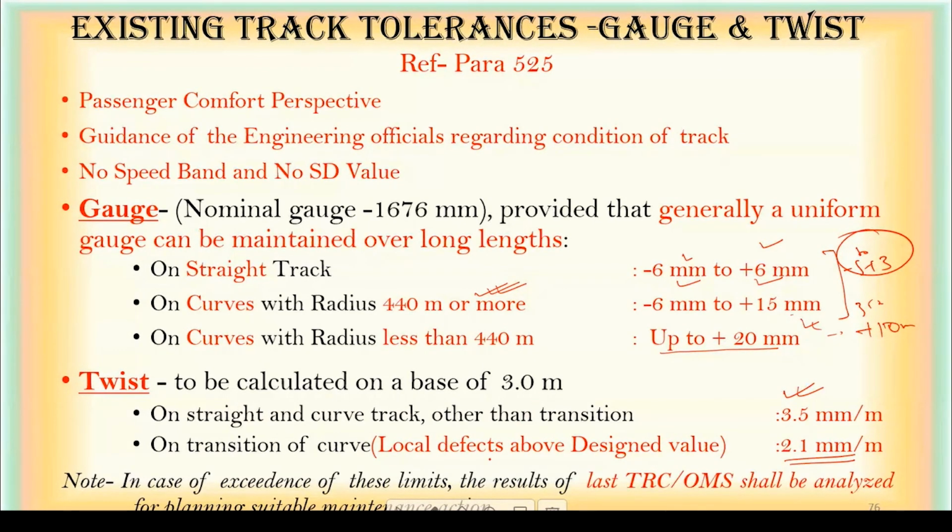Here it says that if these limits are exceeded, we need not apply maintenance input merely on this ground. We have to see and analyze the last TRC or OMS result and then plan for maintenance. That is given in para 525. So floating gauge measurement should not be a basis to disturb or to maintain the track. If anywhere we are crossing these limits, we need to analyze the TRC and OMS result of the previous run.